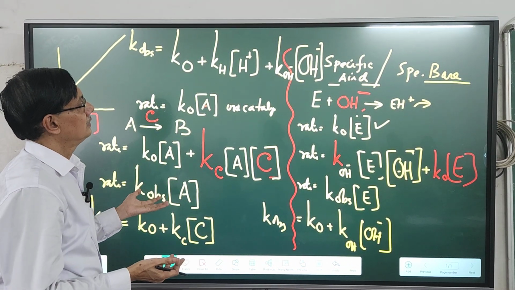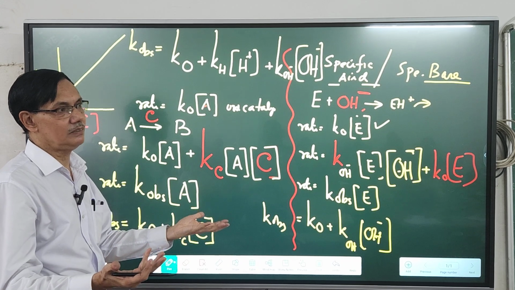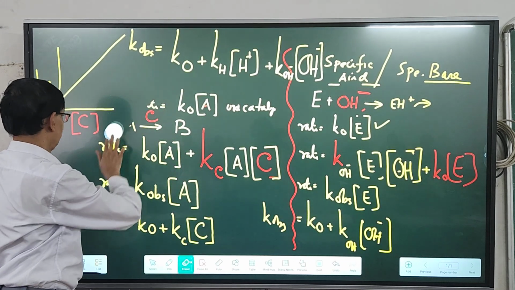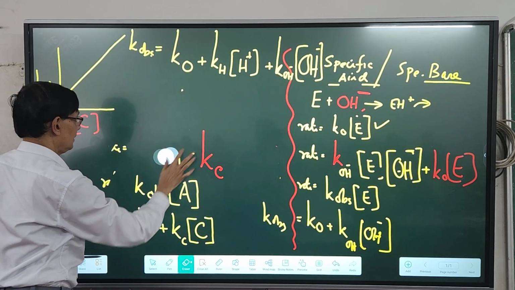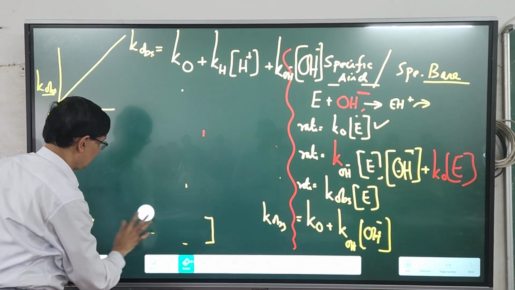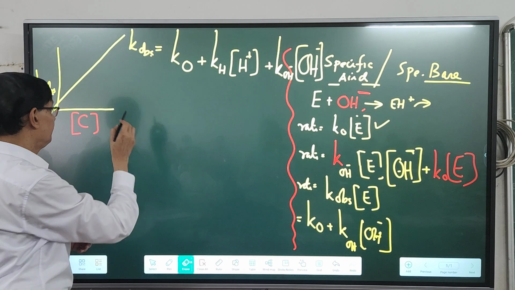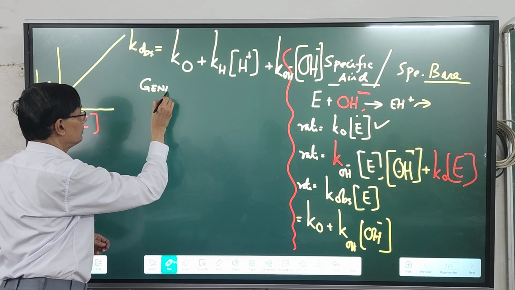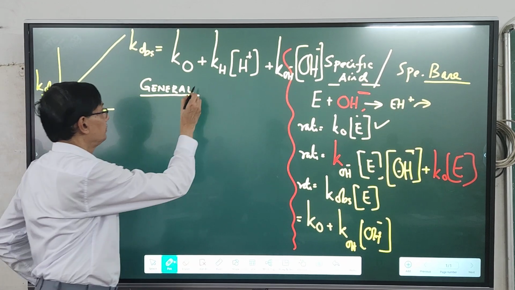Now I will write general acid first and then general base. Then we will mix it. That part will be so simple. I think that will be a much better system. Now I am writing general acid. All are available in this book.